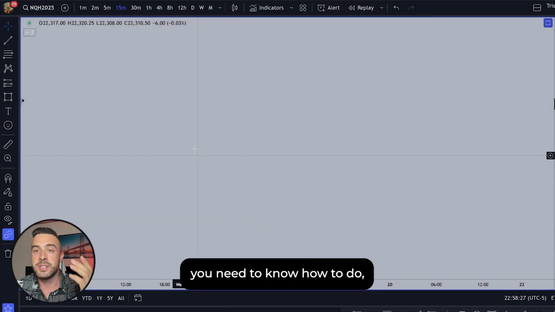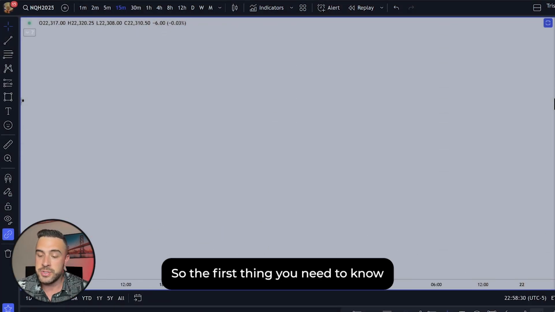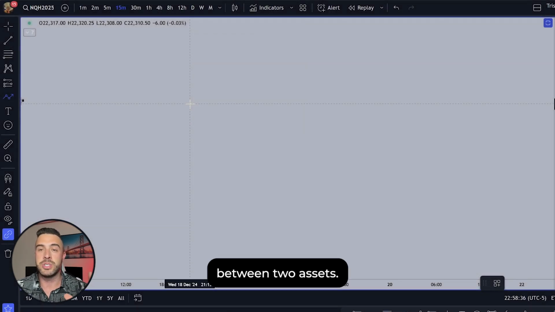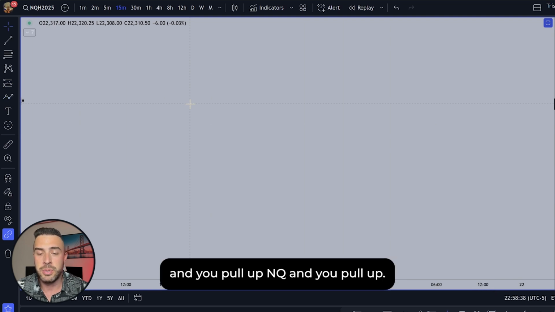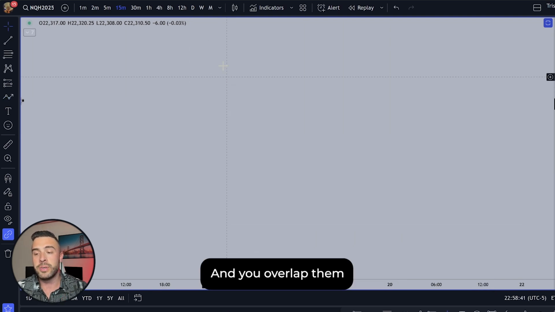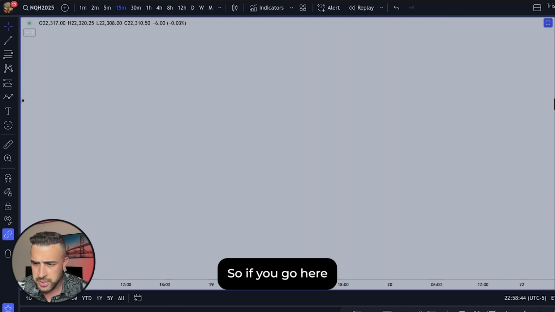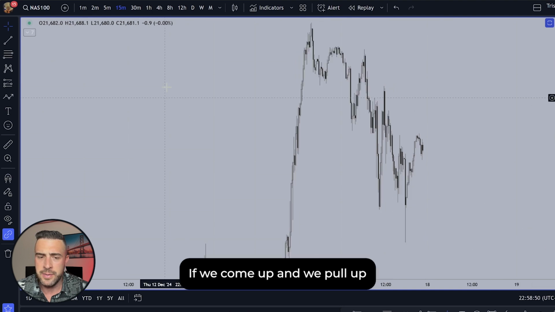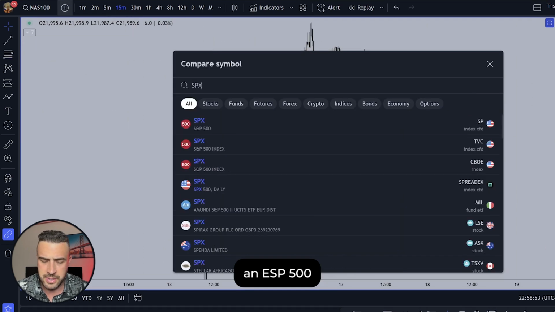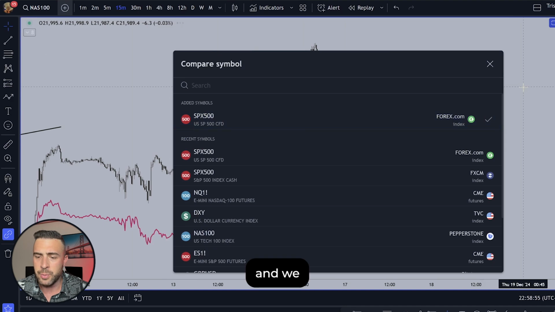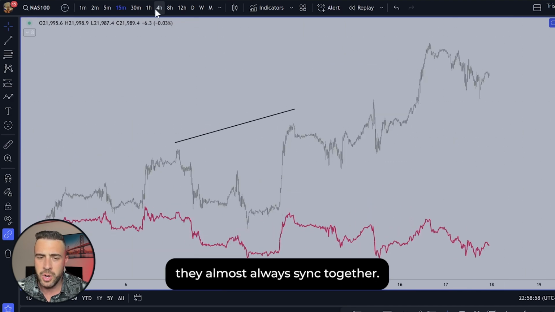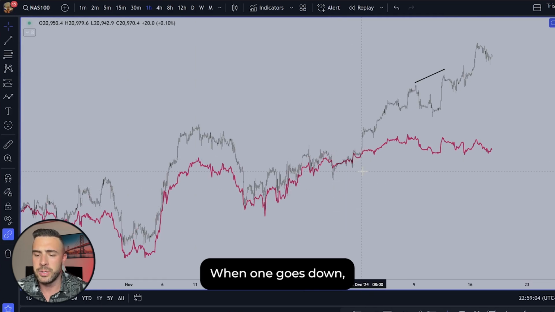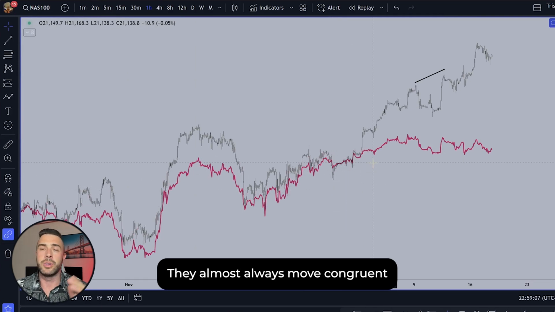There's only 3 simple things you need to know how to do, and we're going to break it down here. So the first thing you need to know is what is SMT, and SMT is just basically when there's a crack in correlation between 2 assets. So if you put up a chart and you pull up NQ and you pull up ES and you overlap them like we're about to do. So right now we're looking at a NASDAQ chart, right? If we pull up an SPX 500 and we overlap them, you can see that they almost always sync together. If we go to the hourly time frame, you can see when one goes up, the other one goes up. When one goes down, the other one goes down. They almost always move congruent with each other.